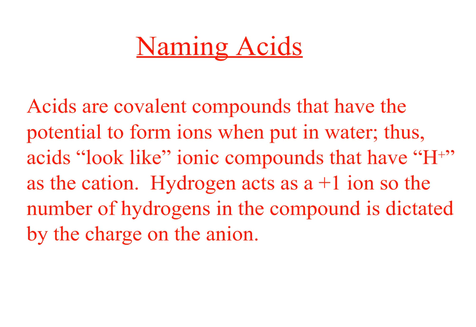So we'll take a look at how to name these, but just to read through this for you, acids are covalent compounds that have the potential to form ions when put in water. Thus, acids look like ionic compounds that have H+ as the cation. Hydrogen acts as a 1+ ion, so the number of hydrogens in the compounds is dictated by the charge on the anion.